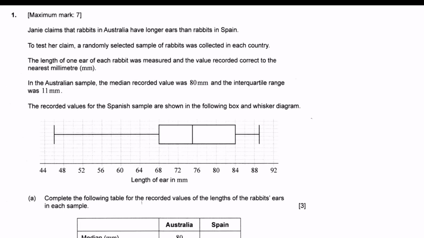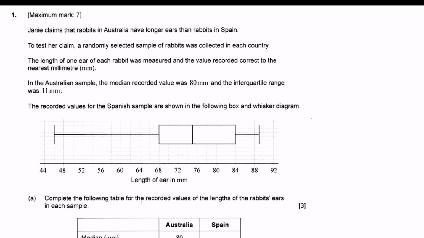Today we'll be solving AA Math SL Paper 2 of May 2024 attempt. So let's begin with the first question. Here basically we have a comparison between the lengths of the rabbit's ears in Australia and in Spain, right? So there is a test, and here we can see this box and whisker diagram, right?